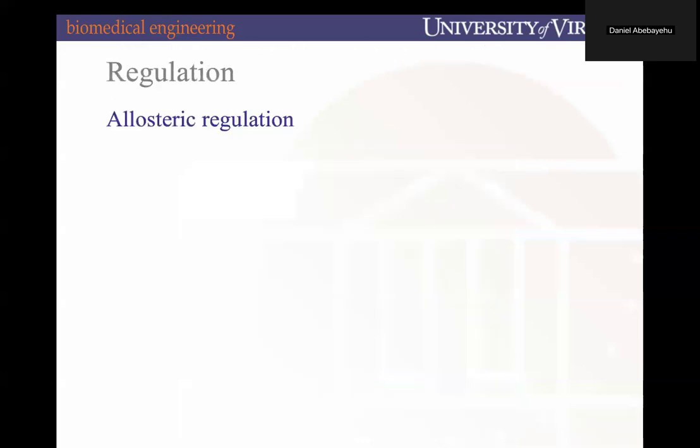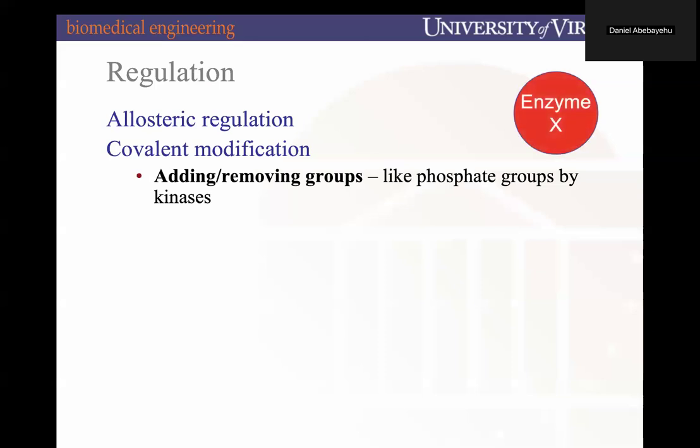When we talk about taking a second to pivot back to regulation, allosteric regulation, there are different modifications that can happen that allosterically regulate an enzyme. We can have covalent modification by the addition or removal of certain groups. One example of that is the addition or removal of a phosphate group. There is a class of enzymes whose entire function is to add phosphate groups. Those are called kinases.